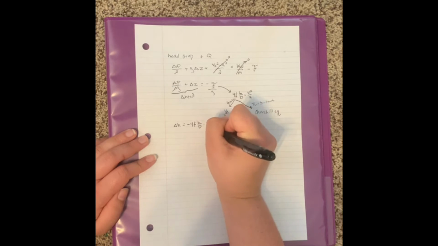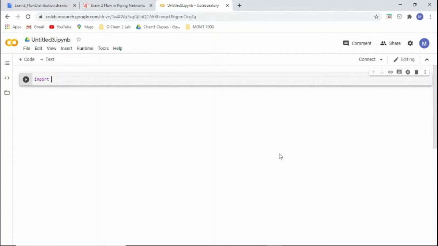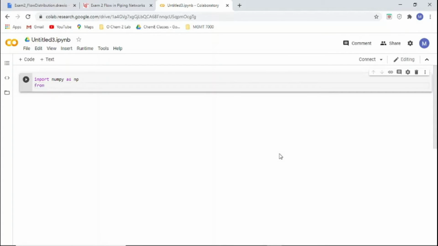The first step in coding this is to import numpy as np. That's going to allow us to use functions such as pi and log. And we're going to do from scipy.optimize import newton, which is going to be used later to help us find the roots of our equation to help us find the flow. That's in part 2.